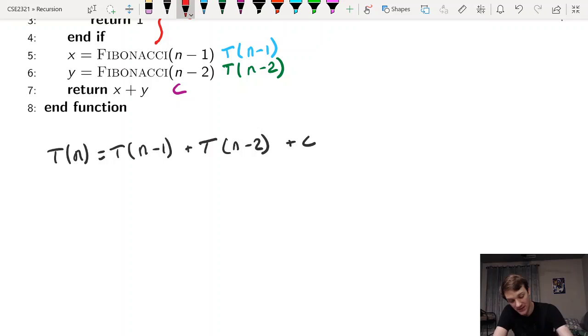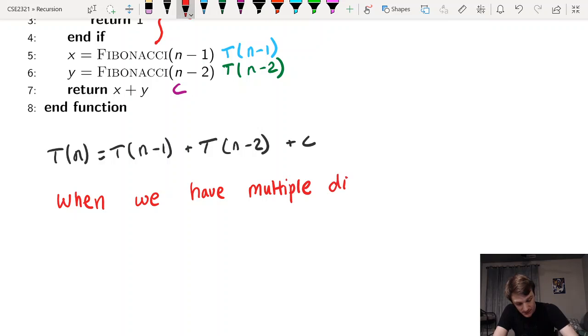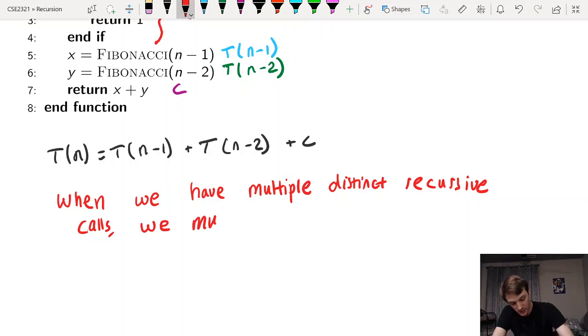So I'm going to write that down as like a rule of thumb. When we have multiple distinct recursive calls, we must bound the recurrence. There is almost never any way around this.